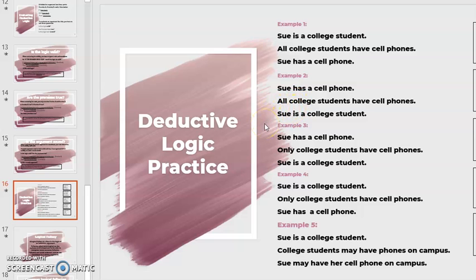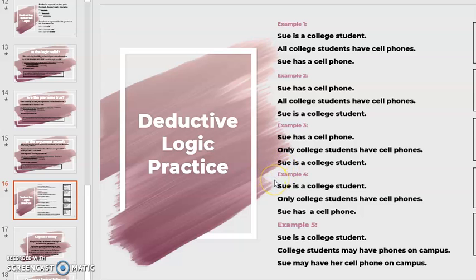Example 3: Sue has a cell phone. Only college students have cell phones. Therefore, Sue is a college student. So the logic of this is valid. If Sue has a cell phone, and if only college students have cell phones, then that does mean that Sue is a college student. But it's not a true premise. Only college students have cell phones is not a true statement. So this example is valid, but not true. Therefore, it is not sound. This is not a sound argument.